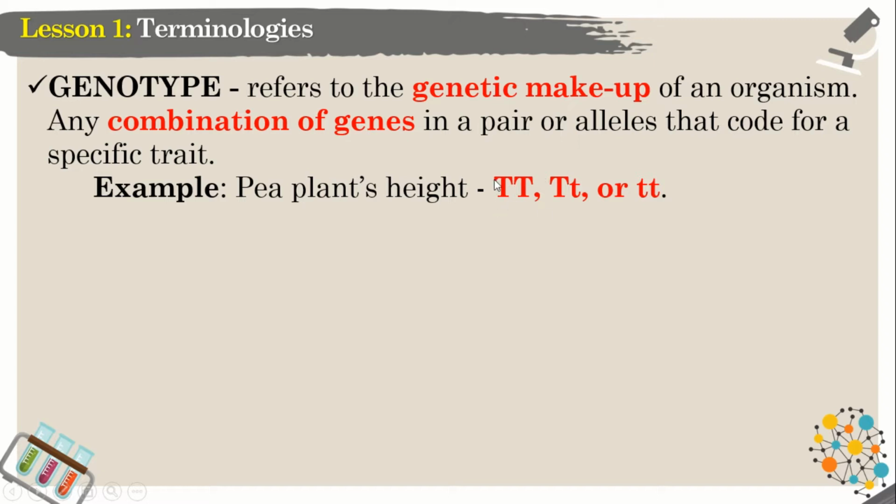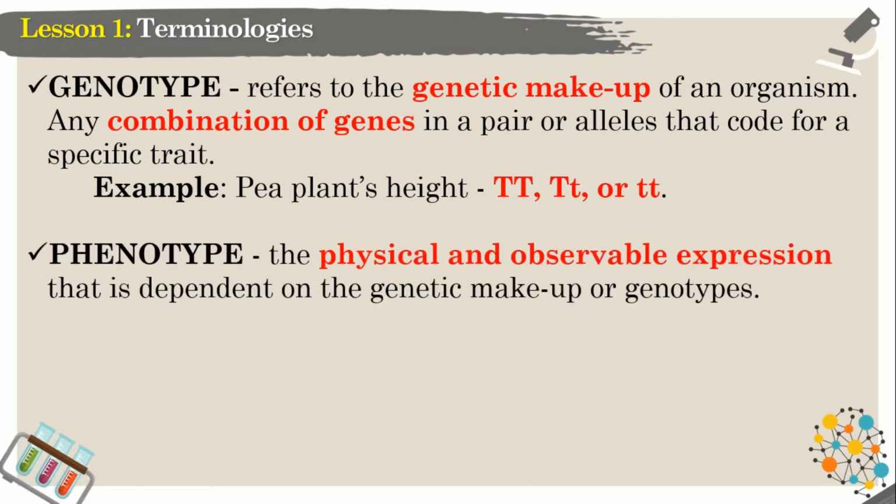Since we have capital letters here, that means this is a gene combination of two dominant. While here, you have a dominant and a recessive, and then this one, we have a combination of two recessive genes. So, two dominant genes, one dominant and one recessive, and then we have two recessive genes. Okay, so those are the codes.